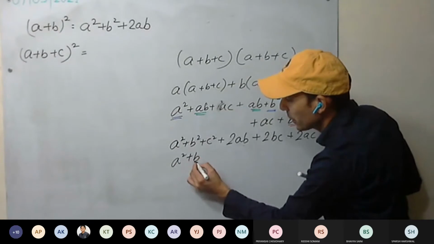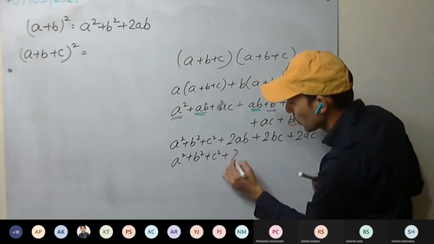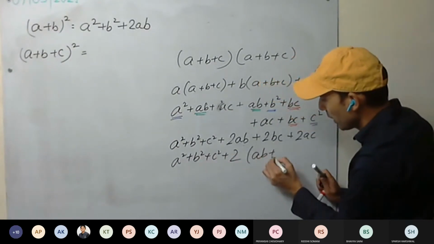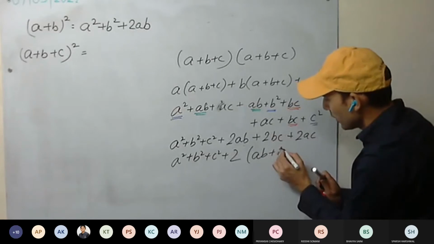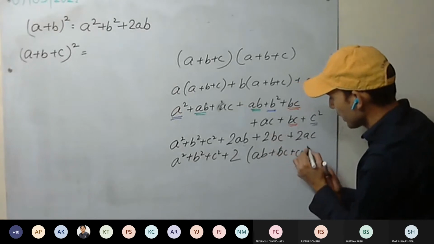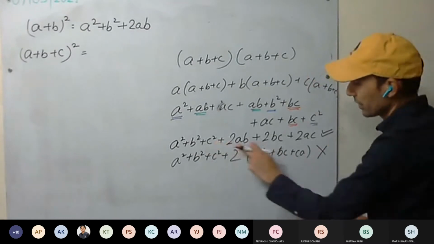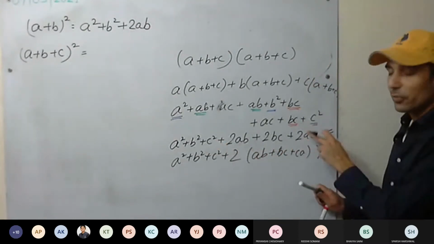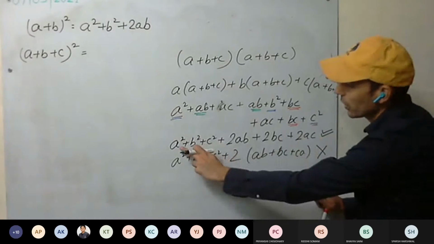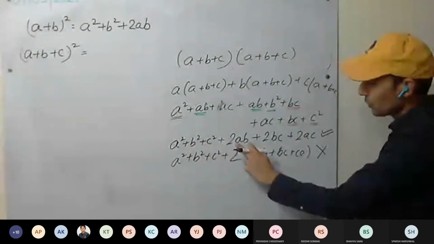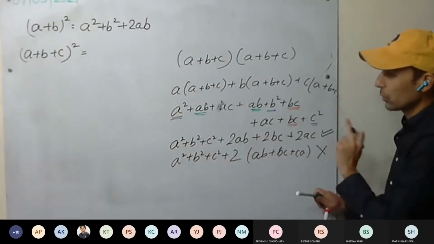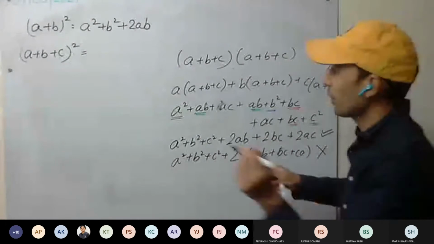So what have I got? A square plus B square plus C square plus 2 common, AB plus BC plus CA. Usually I don't remember this identity, I remember this one. This is better. Why is this better? We'll see that. A square plus B square plus C square plus 2AB plus 2BC plus 2AC.